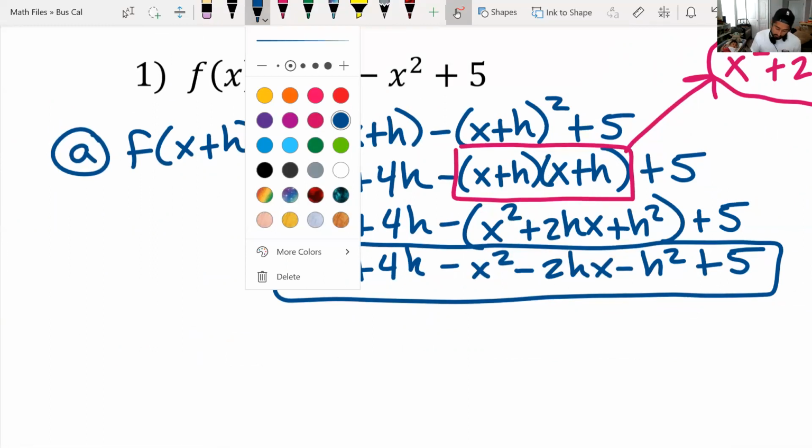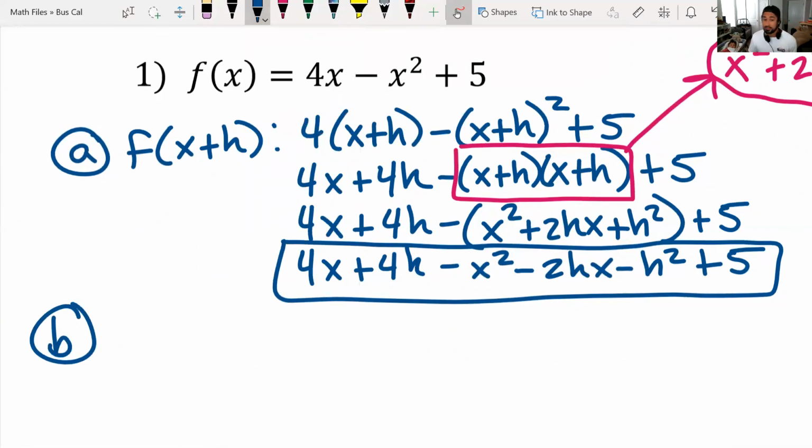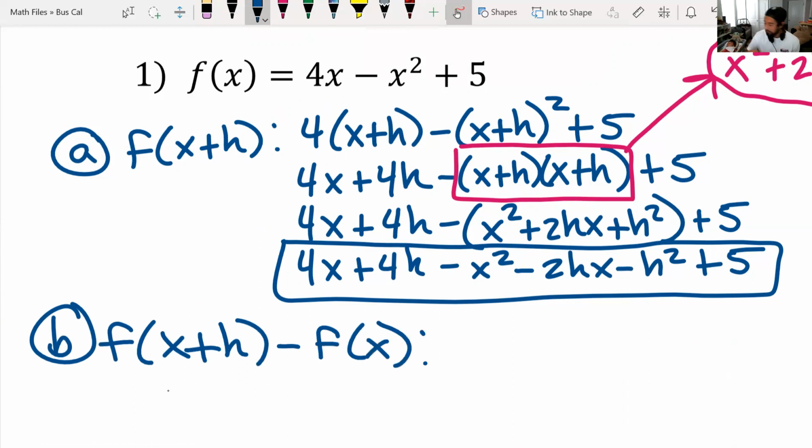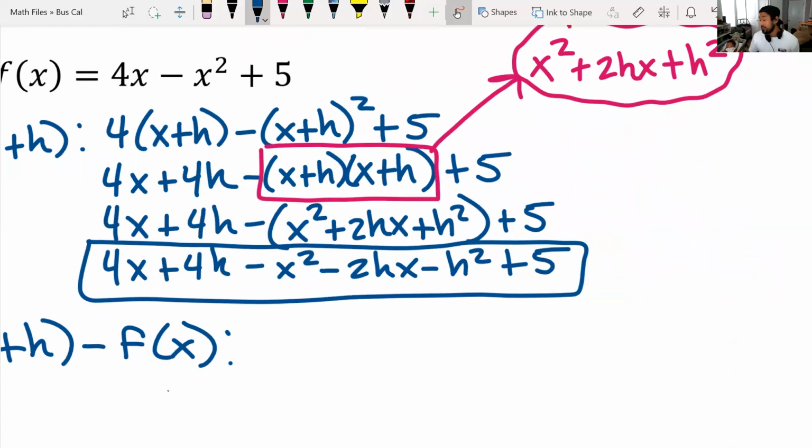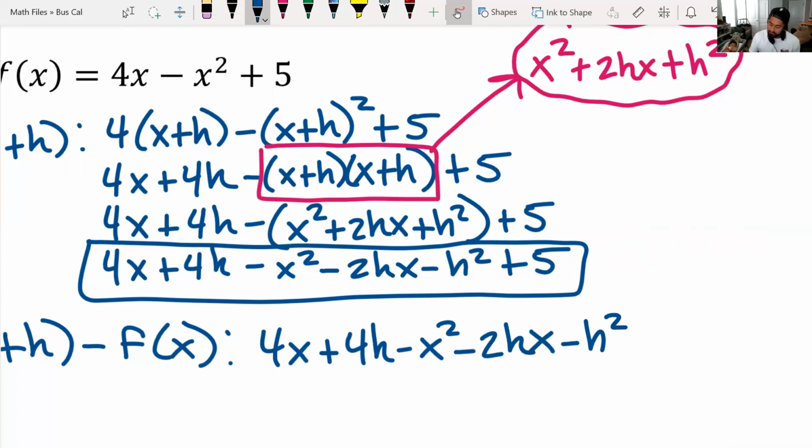Step B of the derivative process. Next is, what is f of x plus h minus f of x? Okay, now we take everything that we found in step A and rewrite it. Yes, rewriting is terrible, I know. 4x plus 4h minus x squared minus 2hx minus h squared plus 5. Don't forget any terms. Watch everything you write down.